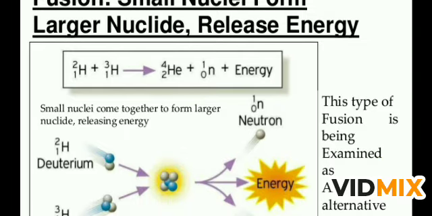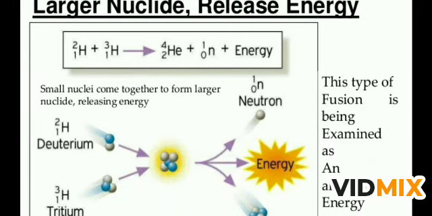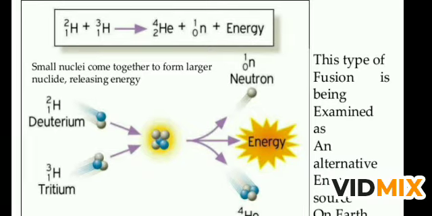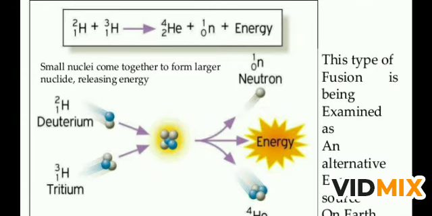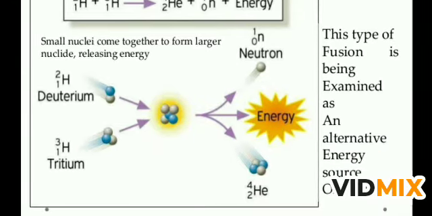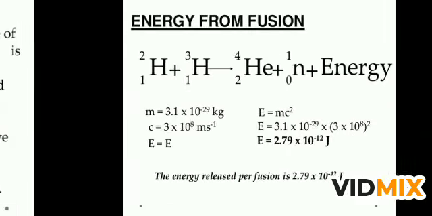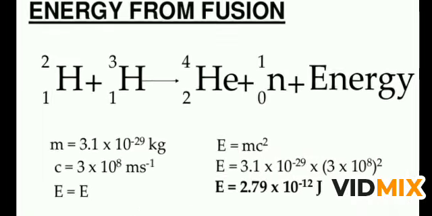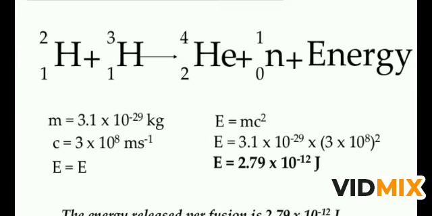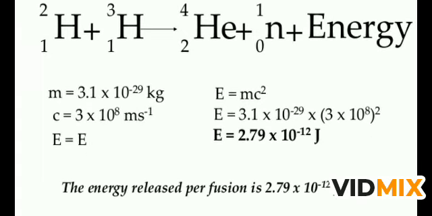If you see here, again the same thing we are discussing but in picture form. This type of fusion is being examined as an alternative source of energy on the earth, and this is the example of how we are getting energy from the sun on the earth. Energy from fusion: again here the total energy E is equal to mc². If you use the given values, you can find 2.79 × 10^-12 joule, this is the energy release per fusion.